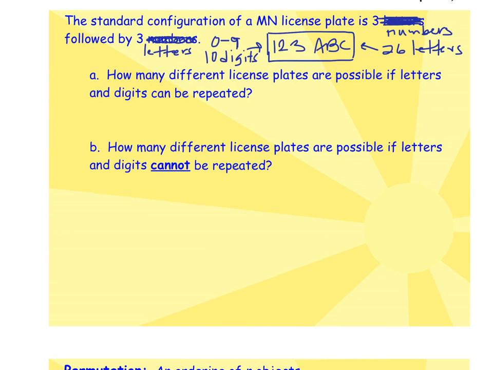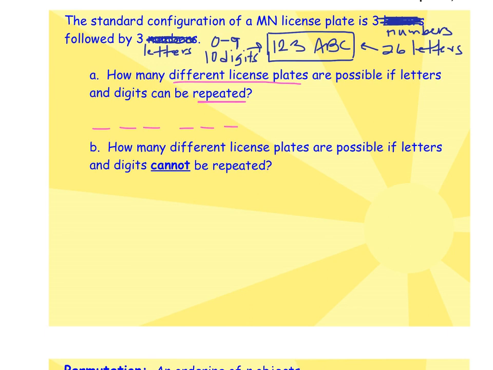How many different license plates are possible if letters and digits can be repeated? So you could have 111 AAA, you could have 123 ABC. Those would all be unique configurations. The easiest way to do this is to just draw a line to represent each location on the license plate. We have 3 digits followed by 3 letters.